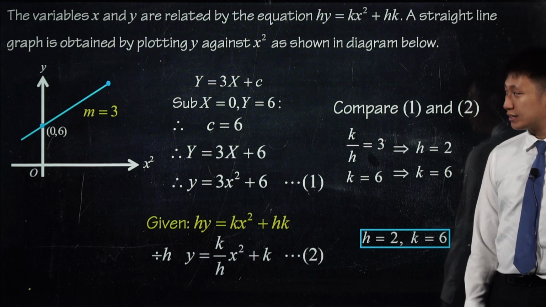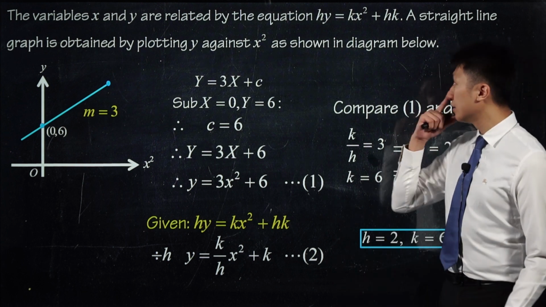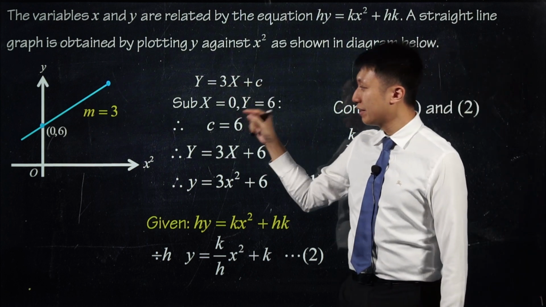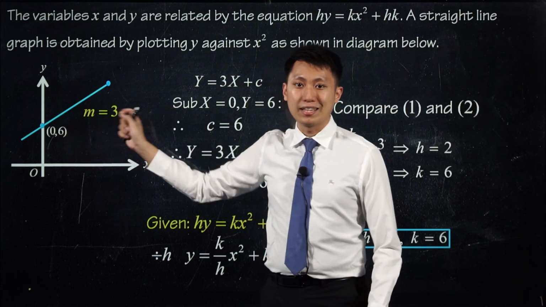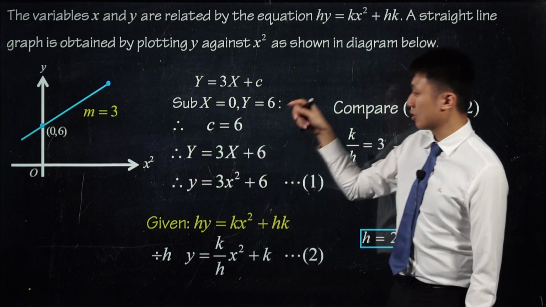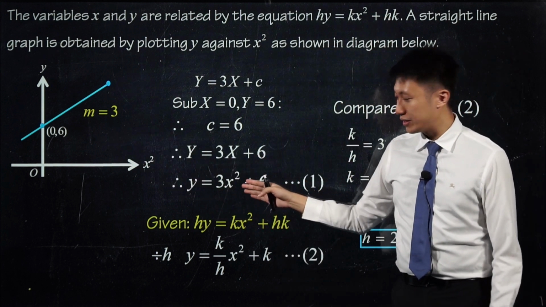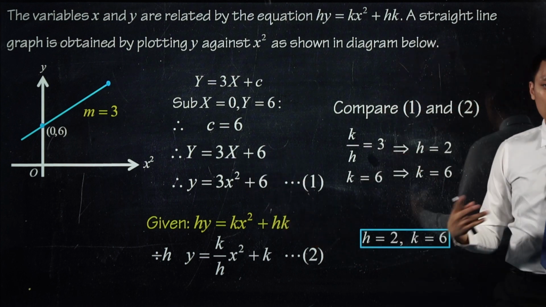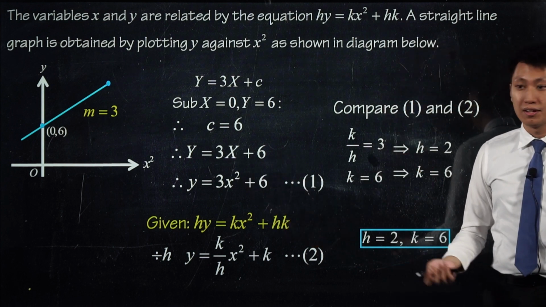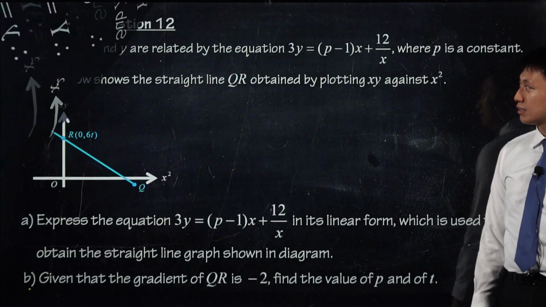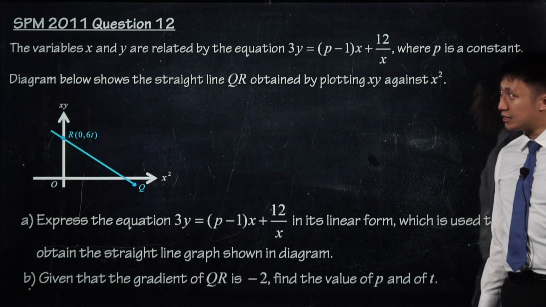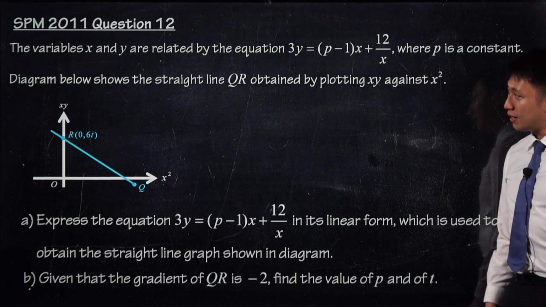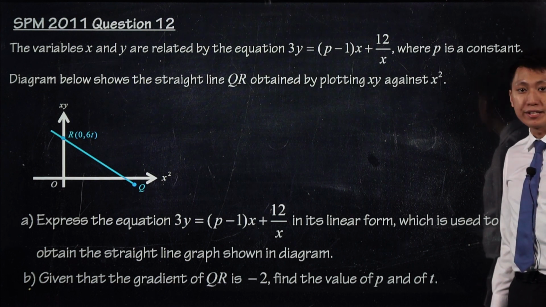Quite easy. So whenever this one is given, what you start with is y equals mx plus c. Then you find the m and c. After you find the m and c, compare with the equation that you found. Then after that you can find all the variables by doing a simultaneous equation. Good. Next, this is the 2011 question 12 in paper 1. So pause the video and try this.